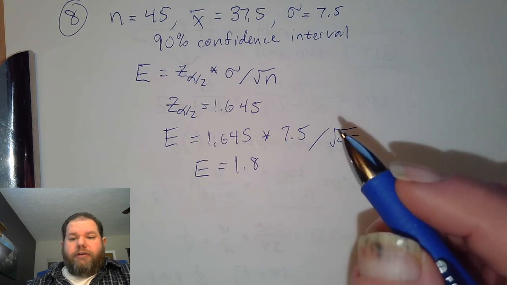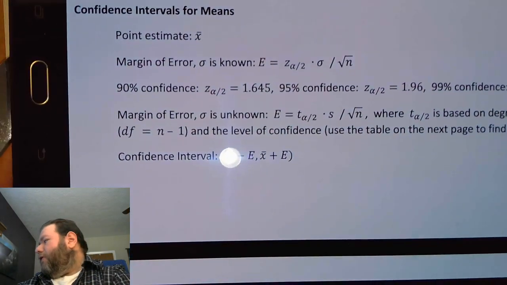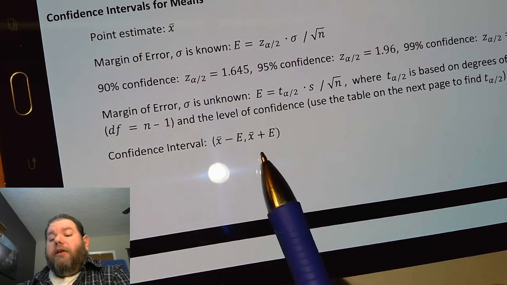So finally, how do we find the confidence interval? Well, our formula for a confidence interval is x bar minus E and x bar plus E.